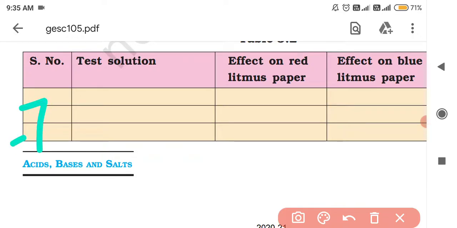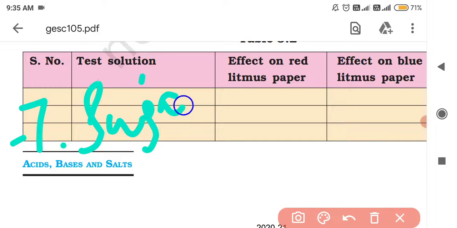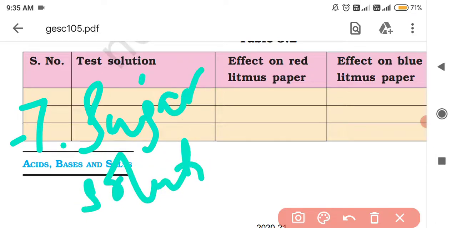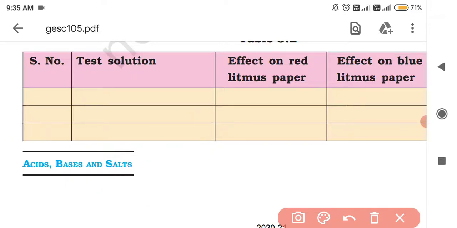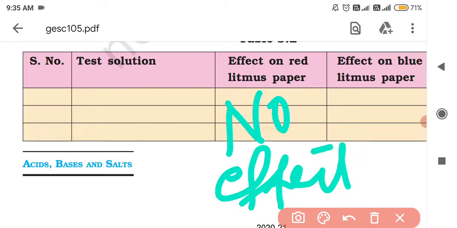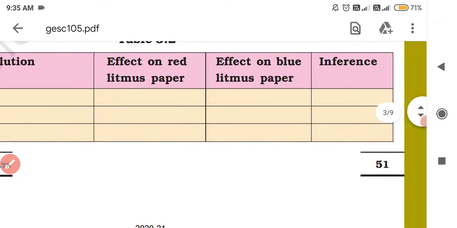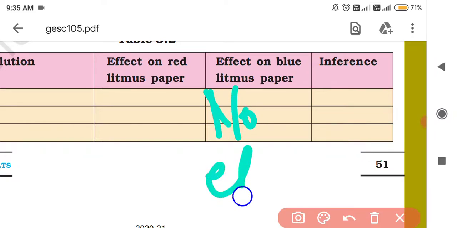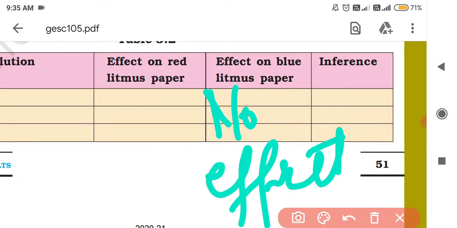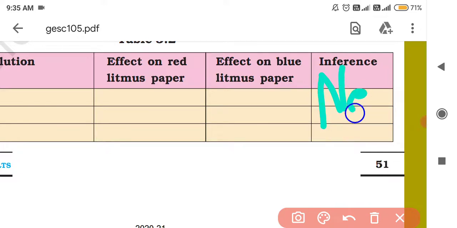Next is sugar solution, number 7. When sugar is added to water and you mix it properly, it will become sugar solution. Again, sugar solution is neutral in nature, and it has no effect on red litmus paper, and neither on blue litmus paper, no effect. You can write here. Okay, what is the inference? It is neutral.